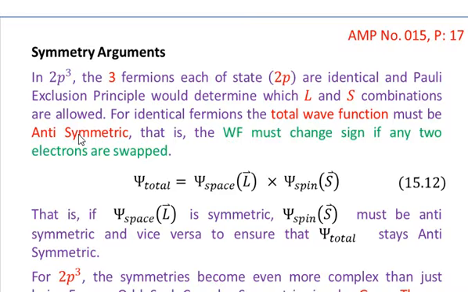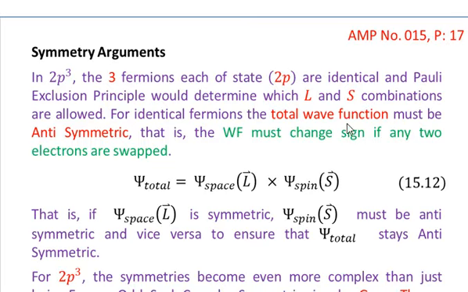So you see that here we shall base our selection on the Pauli exclusion principle to determine which of the L and S combinations are allowed. But here we shall refer to them as the symmetry argument analysis. For identical fermions, the total wave function.